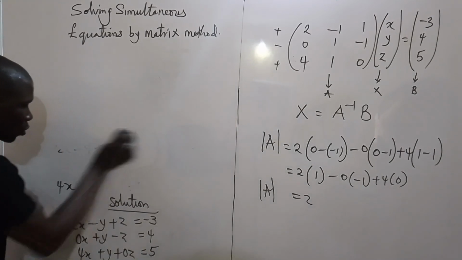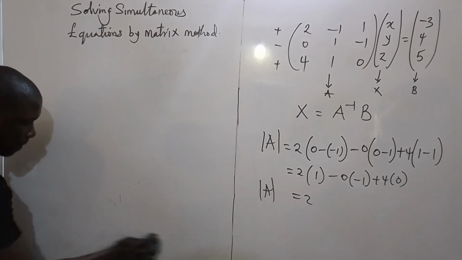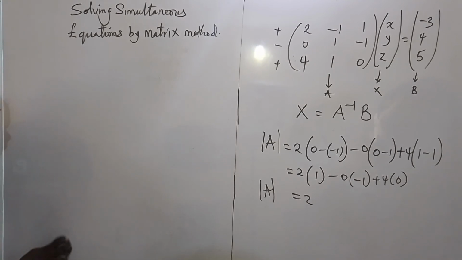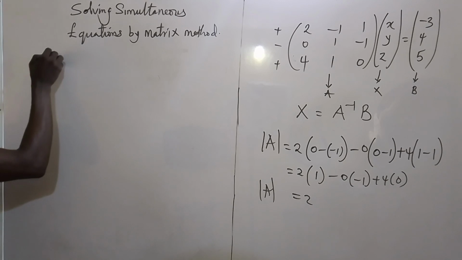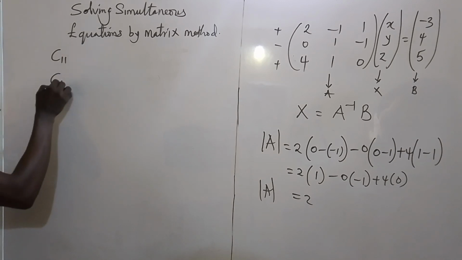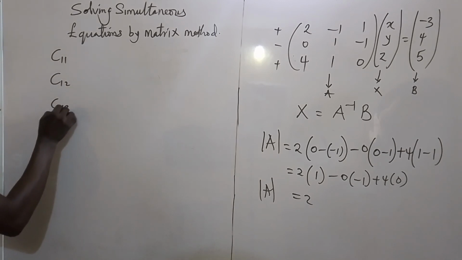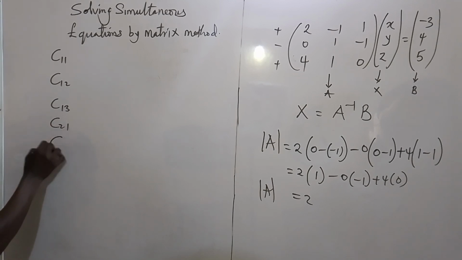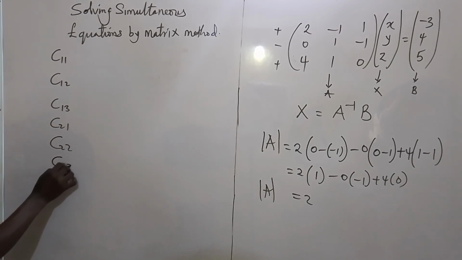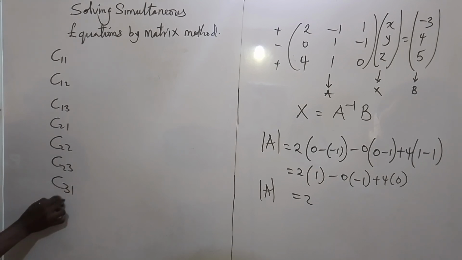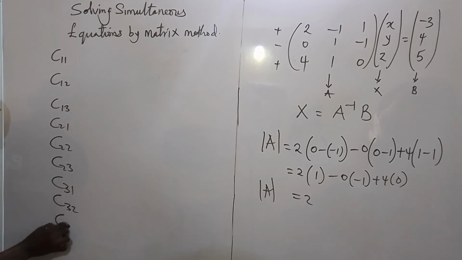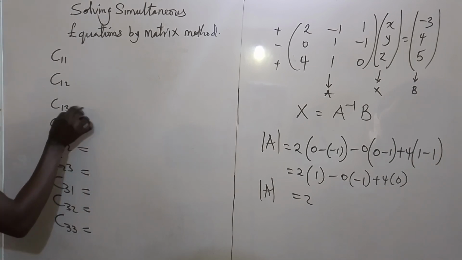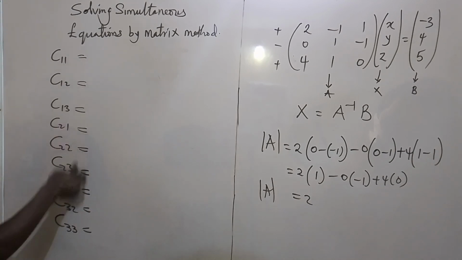Let's get the matrix of the cofactors now. You can pause the video and get the cofactor matrix yourself if you want to try that out. So C11, C12, C13, C21, C22, C23, C31, C32, C33. Okay, so if you are using the matrix approach to solve the problem, you have to go through this.